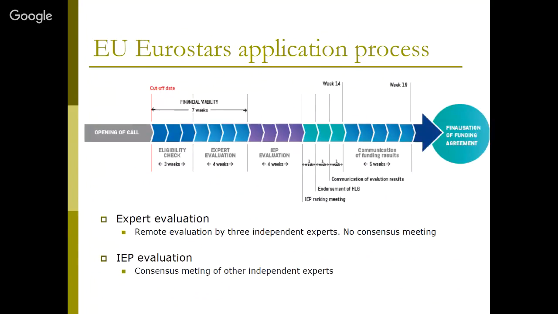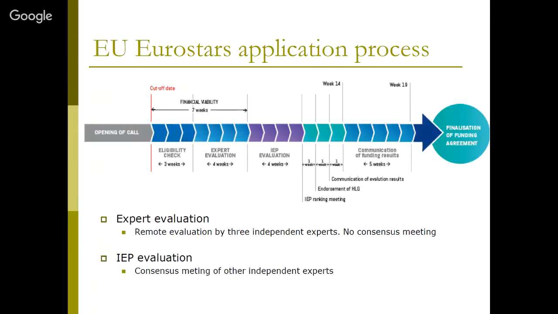So this is the Eurostars application process. After you have submitted your proposal, you have 1 week to confirm that you are interested in this proposal. They will send you a questionnaire that every partner needs to answer. After that, it will take about 3 weeks. The Eurostars Secretariat will do an eligibility check. They will check the formal criteria, which I went through earlier.